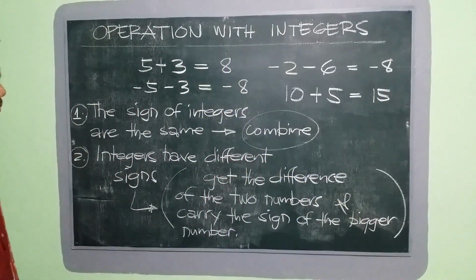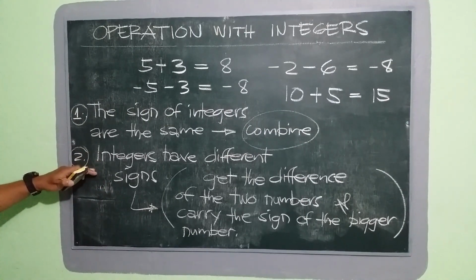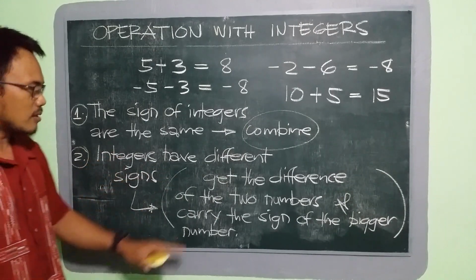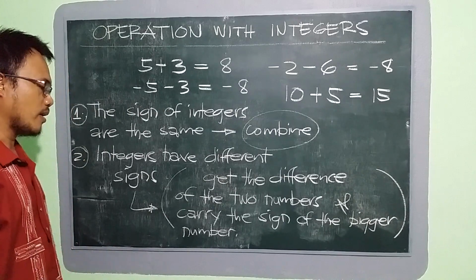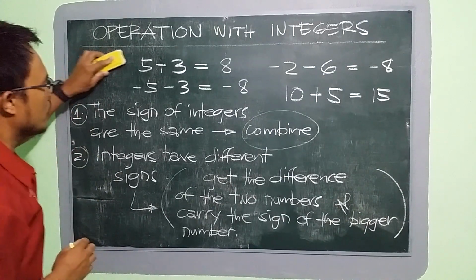Now how about our rule number 2? It says that if integers have different signs, all you have to do is get the difference of the two numbers and carry the sign of the bigger number. So let us have some examples.